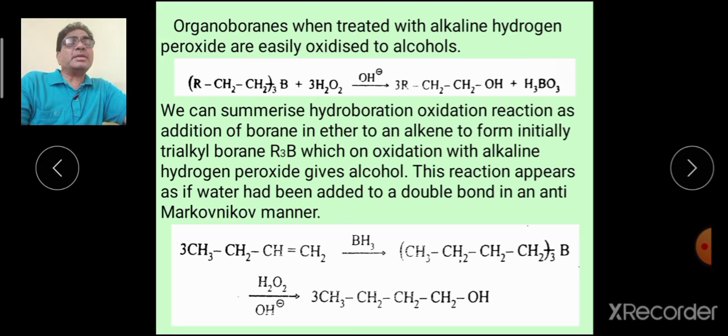This reaction appears as if water had been added to a double bond in an anti-Markovnikov manner. Okay, water is not actually added, it only seems so. Here, our alkene molecule reacts with borane forming trialkyl borane, and then treatment with hydrogen peroxide oxidation, the formation of this alcohol.